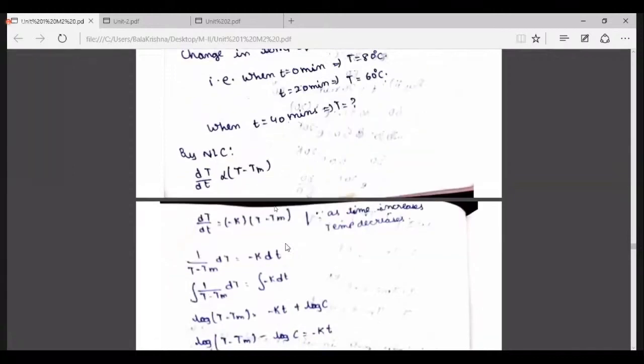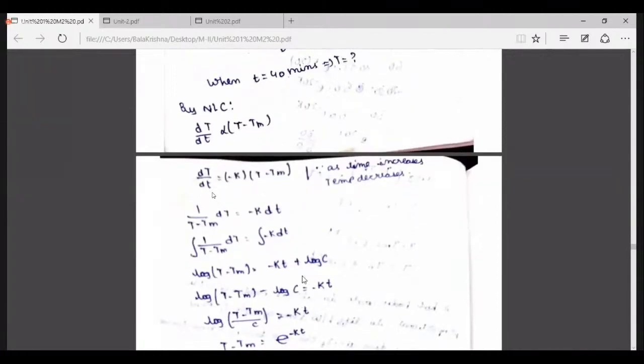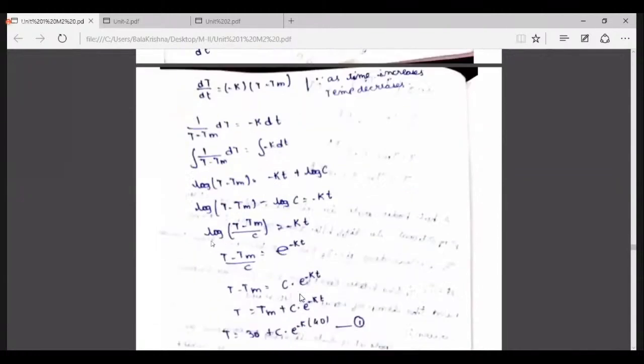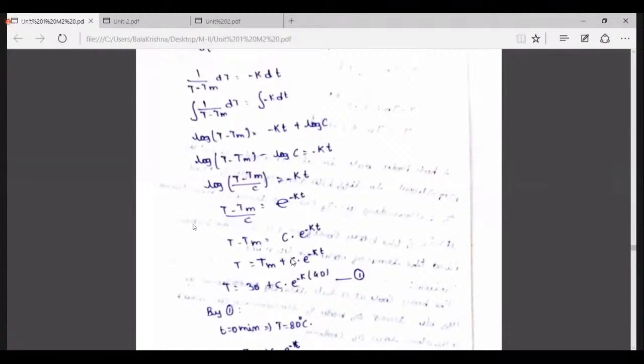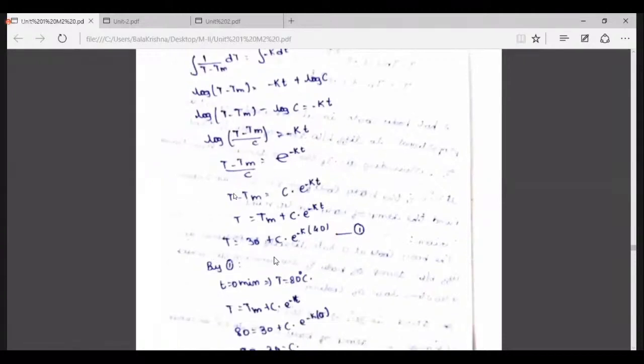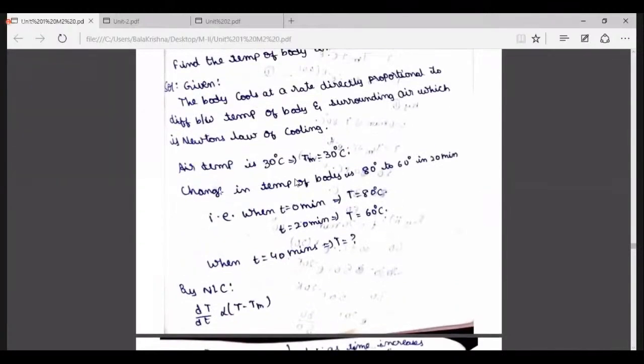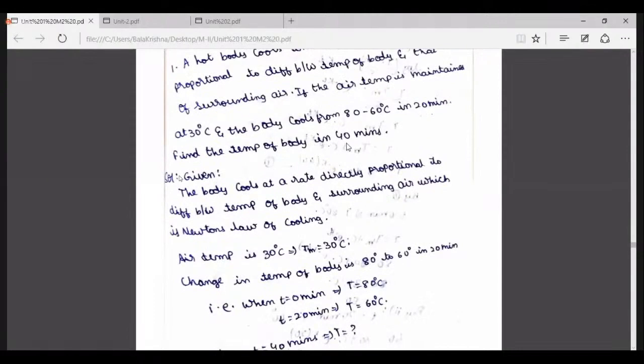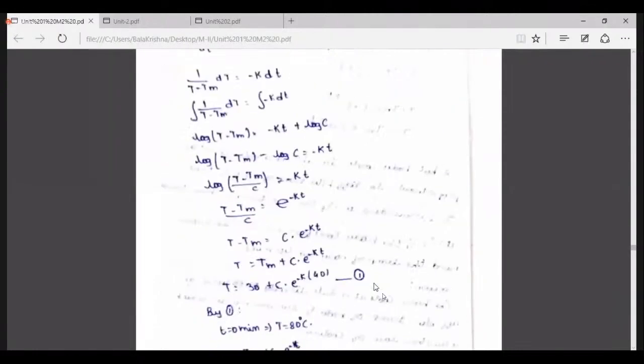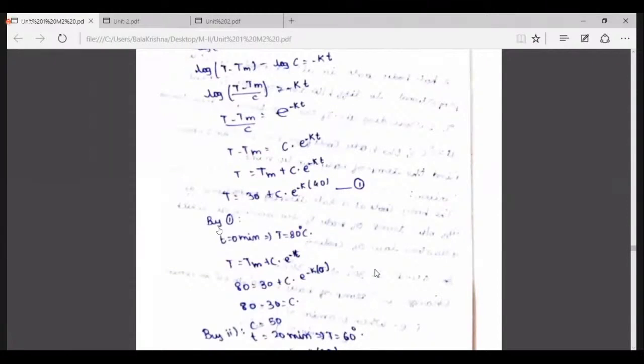Okay, so if you have time, you can simplify this one, or else you can directly write down this equation as T is equal to Tm plus C into e power minus kt. So what we are asked here is to find the temperature of the object in that 40 minutes. So when time is 40 minutes, what is the temperature?